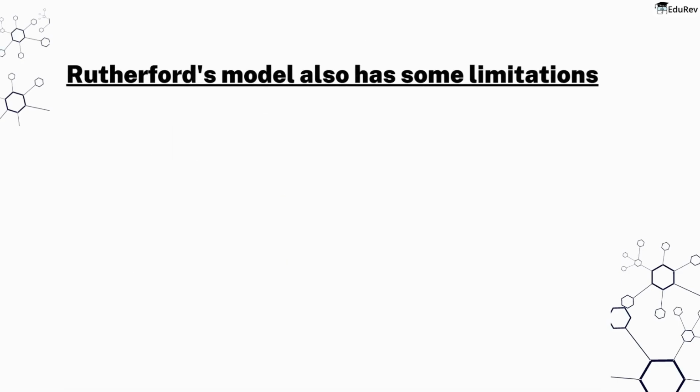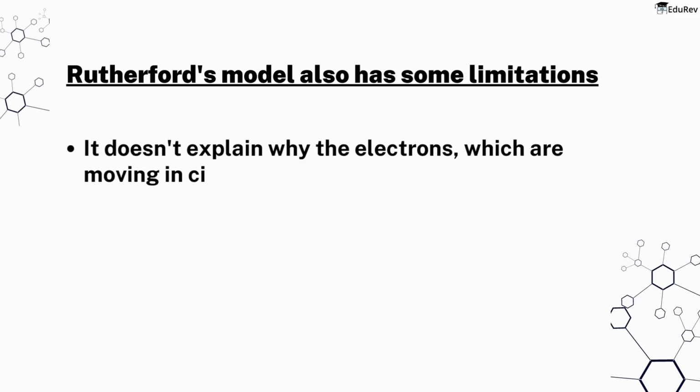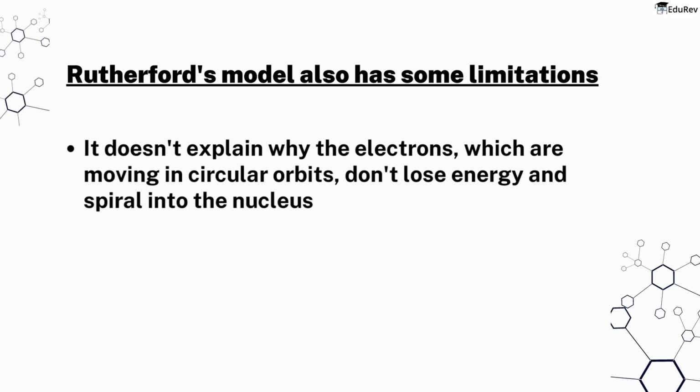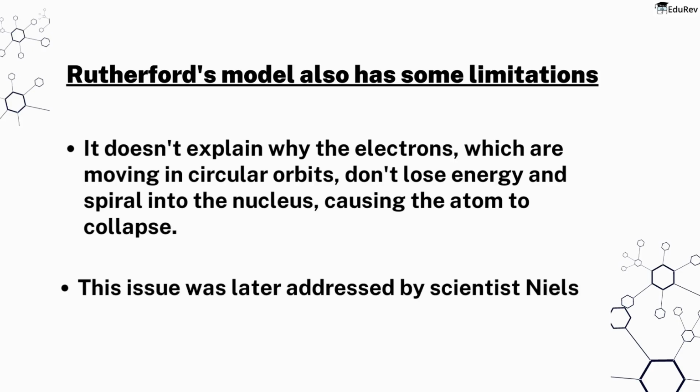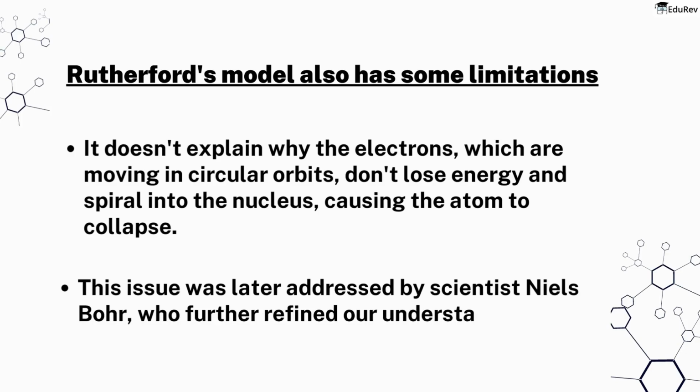However, Rutherford's model also has some limitations. It doesn't explain why the electrons, which are moving in circular orbits, don't lose energy and spiral into the nucleus, causing the atom to collapse. This issue was later addressed by scientist Niels Bohr, who further refined our understanding of atomic structure.